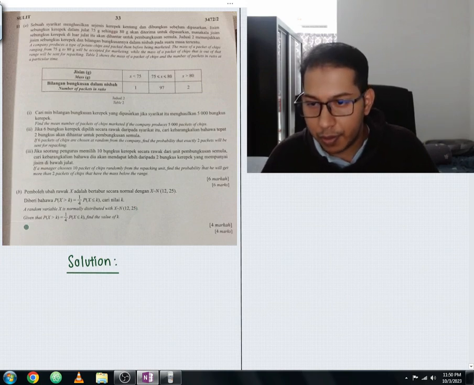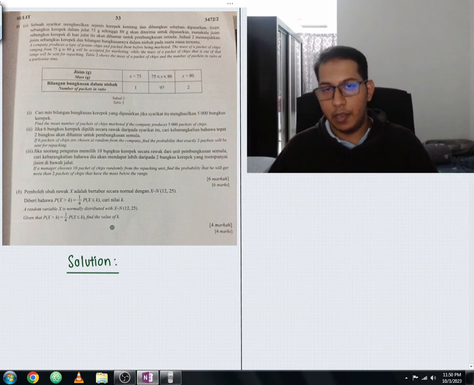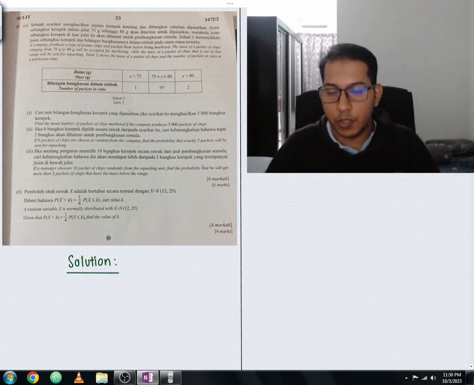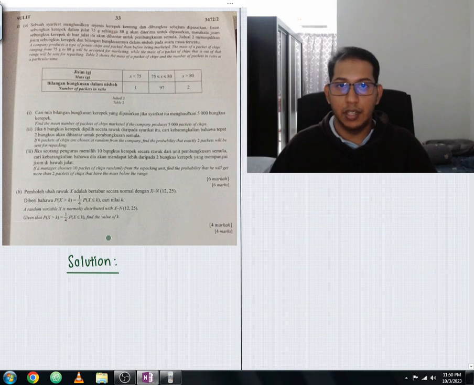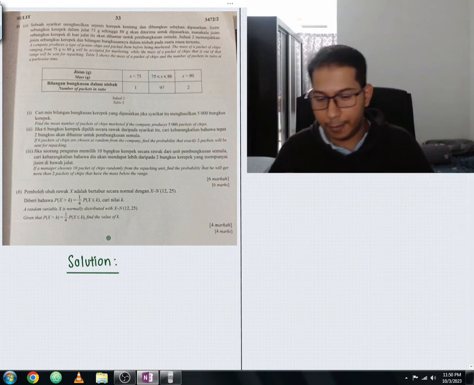Where the 12 is representing the mean and the 25 is representing the variance. So continue to read the question. Given that the probability X more than k is equal to 1 over 4 times the probability X less than or equal to k, find the value of k. So this is the overall question. So without further ado, let us begin our discussion for the question 11 part A.